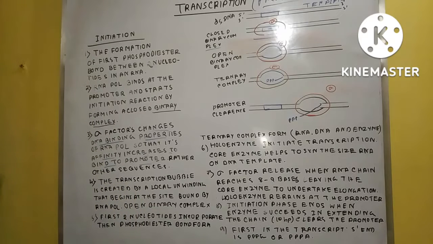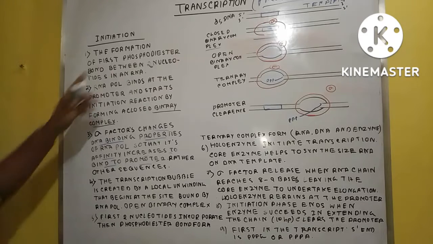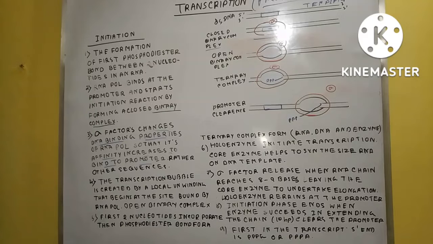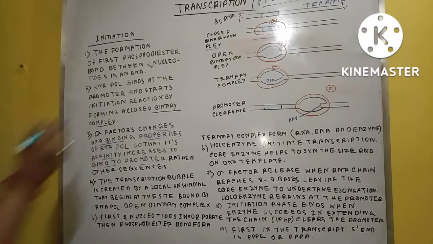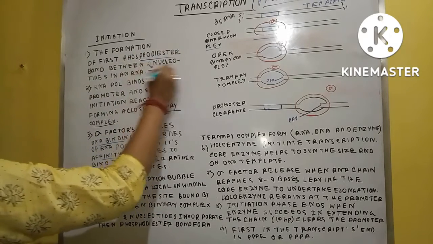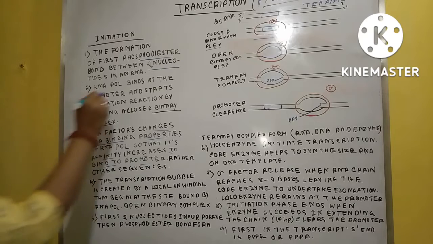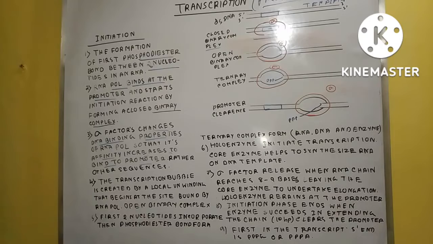So the first one is initiation, and initiation starts when the phosphodiester bond is formed between the two nucleotides in an RNA. So first, the phosphodiester bond formation is occurring between the two nucleotides of an RNA. Second, the RNA pol binds at the promoter region. And which one is the promoter region?